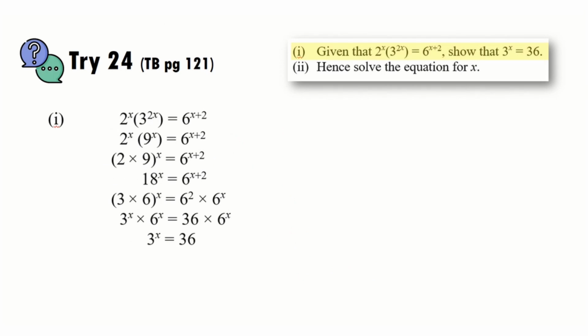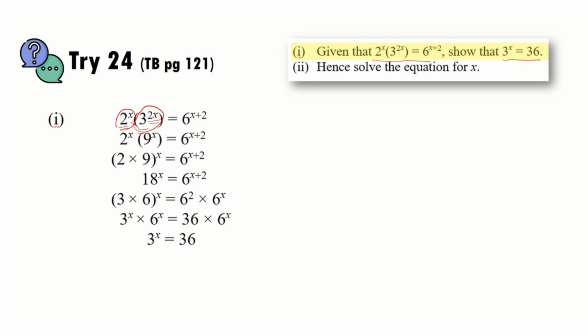We will now take a look at Try 24 from your textbook page 121, where in part 1 we are given an indices equation, and then we want to show that 3 to the power of x is equal to 36. So what we have to do is to actually combine 2 to the power of x and 3 to the power of 2x together, but the problem is that we do not have anything of the same base, neither do we have the same power. So we can't apply any of our indices laws.